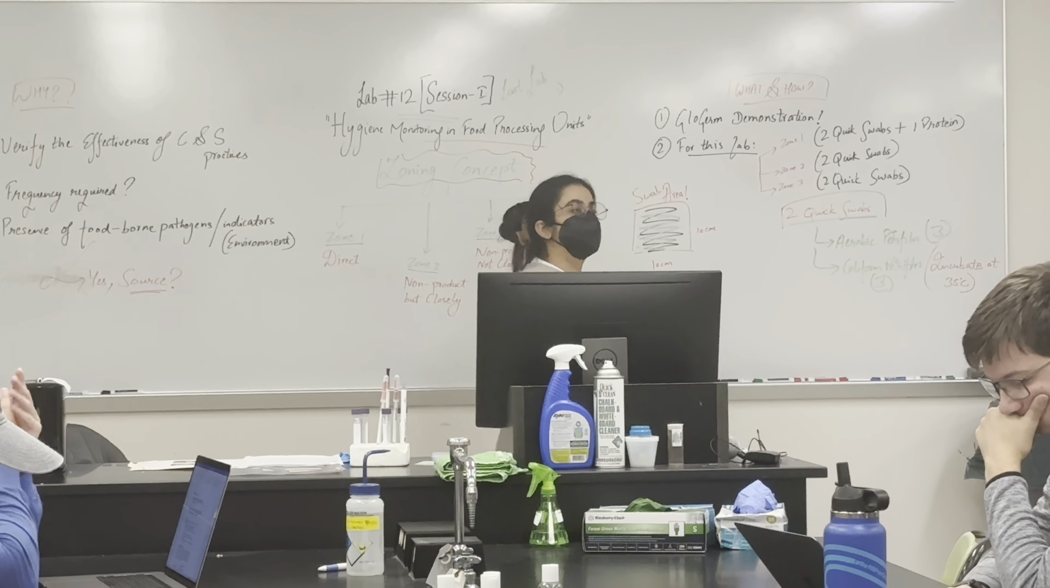Next part is how to use these quick swabs and protein plus swabs. In your kits, there are 2 kits and there is only 1 surface protein swab. First of all, you have to label it as group 1 and group 2. There will be 7 students in group 1 and 7 students in group 2. So first label it as group 1 or group 2.